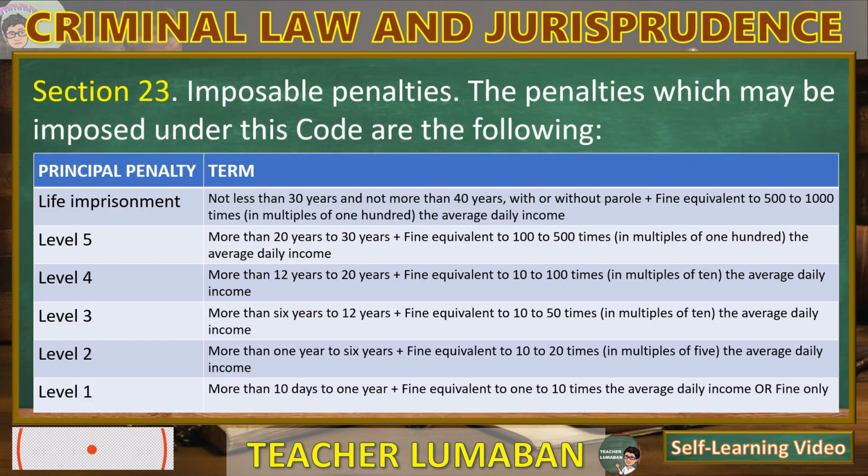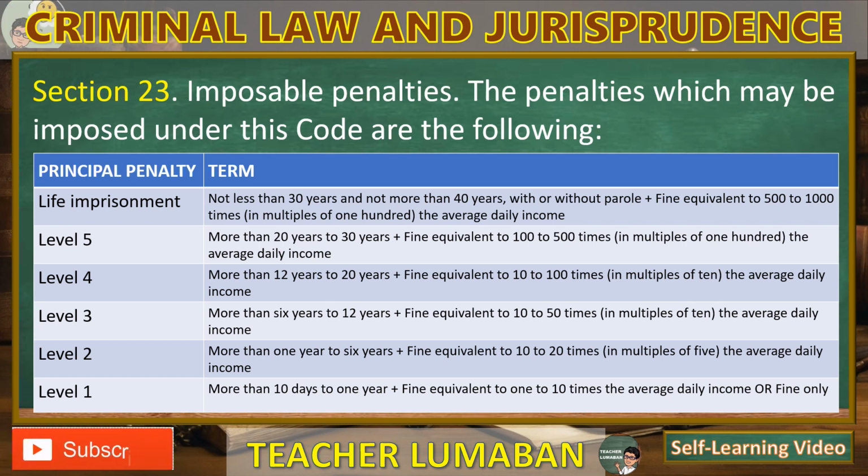Principal penalty, life imprisonment, the term is, not less than 30 years and not more than 40 years, with or without parole dagdag fine equivalent to 500 to 1,000 times, in multiples of 100, the average daily income. Habang buhay na pagkakulong, ang termino ay, hindi bababa sa 30 taon at hindi hihigit sa 40 taon, mayroon o walang parol dagdag fine na katumbas ng 500 hanggang 1,000 beses, sa multiple ng 100, ang average na kita sa araw-araw.